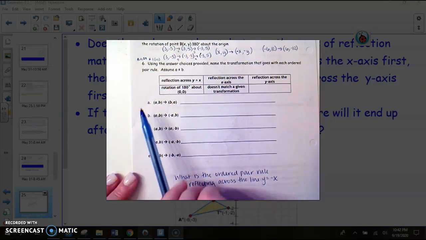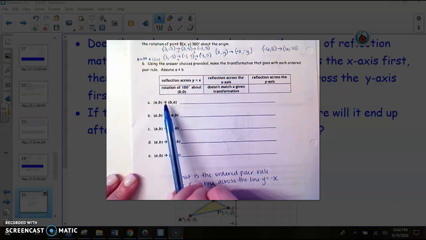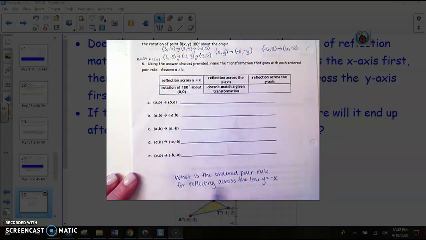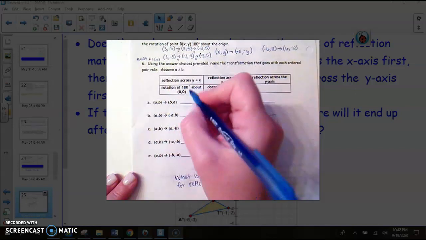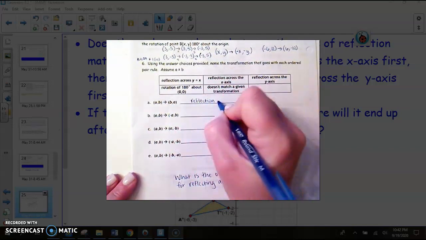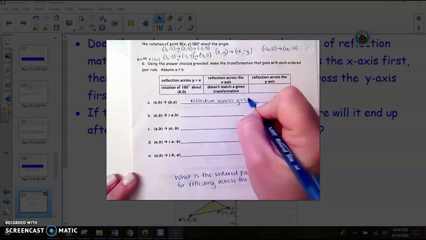So let's look what's going on with the first one. It says the point AB is being mapped to the point BA. So you can see they're switching places. So which transformation did we learn today where the X and the Y switch places? Remember, that was the very first one we looked at. That's the reflection across the line y equals x.